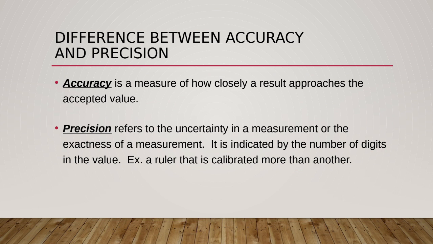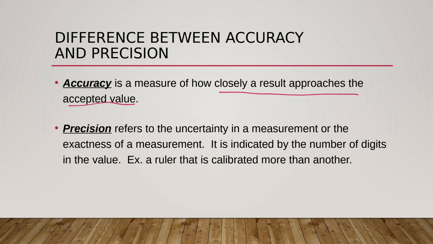The terms accuracy and precision are used a lot in science, and lots of times students use them incorrectly. So what is the difference, right? Accuracy is the measure of how closely a result approaches the accepted value. So I think of boiling water, for example.